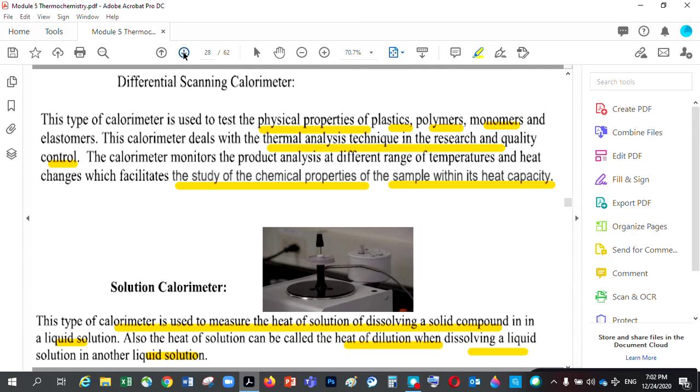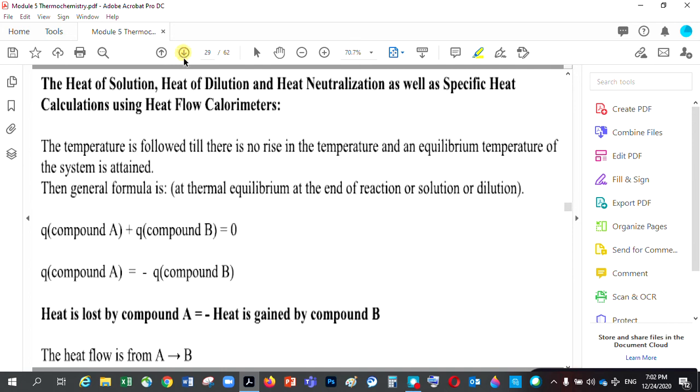The CRT final, and you know the masses you started with of the two components, you mix, and you can determine then the specific heat of whatever the desired compound. Let's look further here: the heat of solution, the heat of dilution, the heat of neutralization, all this, as well as specific heat calculations using heat flow calorimeters. We want to go through this and look at these calculations, how the whole thing is really going on.